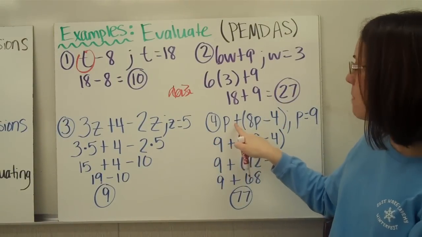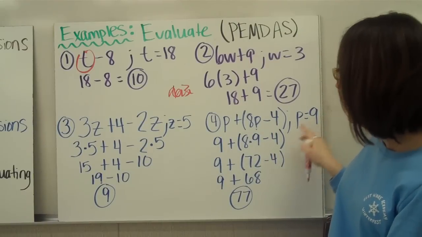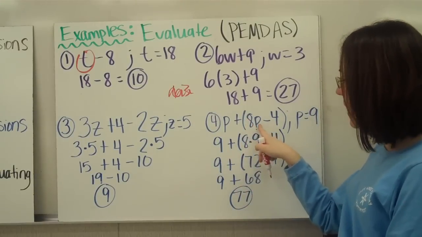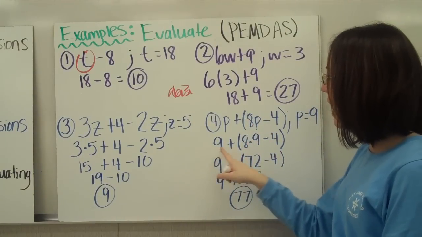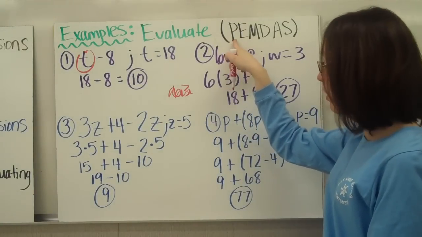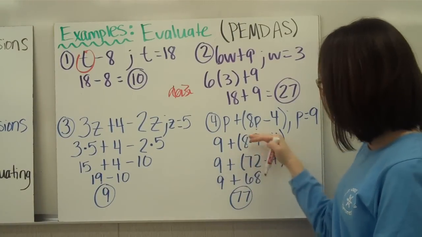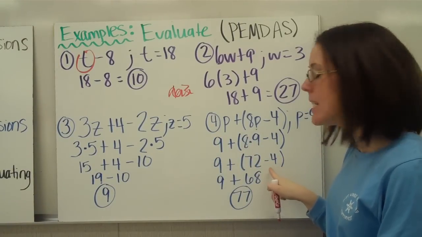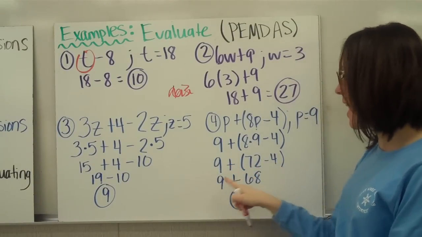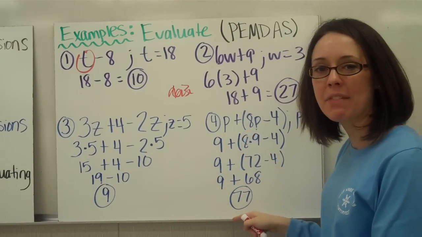Example number 4, p plus parentheses 8p minus 4, when p is 9. Again, here we have parentheses, but we still do it the same way. We substitute. 8 times p, which is 8 times 9. 9 plus 8 times 9 minus 4. PEMDAS tells us to use our parentheses first, or evaluate our parentheses first. 8 times 9 is 72. Bring down everything else. Still inside of our parentheses, 72 minus 4 is 68. Bring down the 9 plus, and 9 plus 68 is 77. When we evaluate this algebraic expression, we get 77.